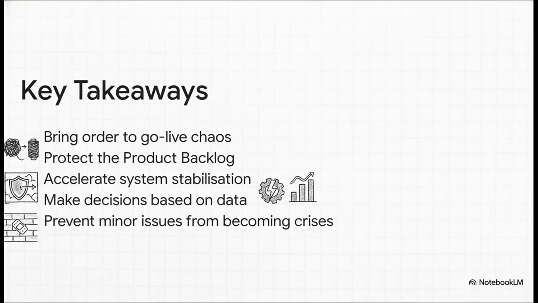So if you remember anything, remember this. This whole approach brings order to the go-live chaos. It acts as a crucial shield for your long-term product backlog. It dramatically speeds up your system stabilization, forces you to make decisions based on data, not feelings, and it helps you stop small, annoying issues from blowing up into major crises.